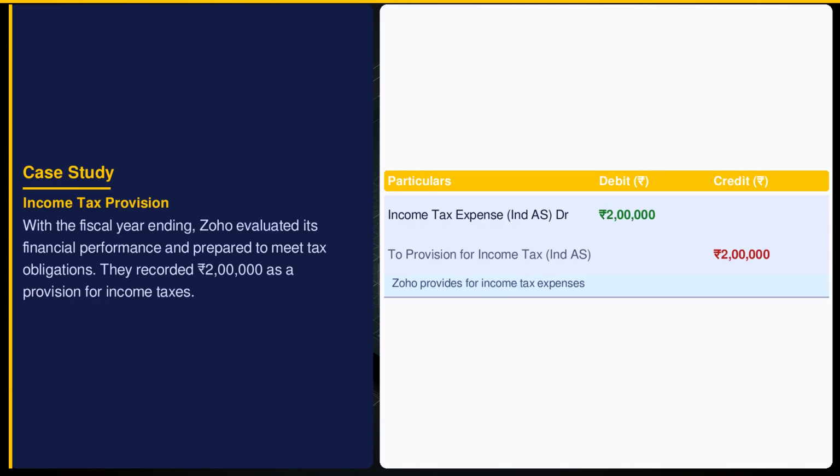Creating a provision for income taxes allows Zoho to anticipate and plan for their tax liabilities. By debiting income tax expense, they acknowledge the cost of taxes incurred through profitable operations. The credit to provision for income tax represents a future obligation, ensuring funds are set aside to meet this liability. This proactive approach supports financial stability and compliance with statutory requirements.